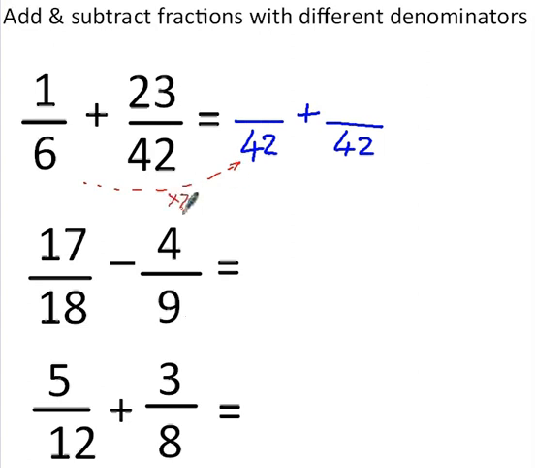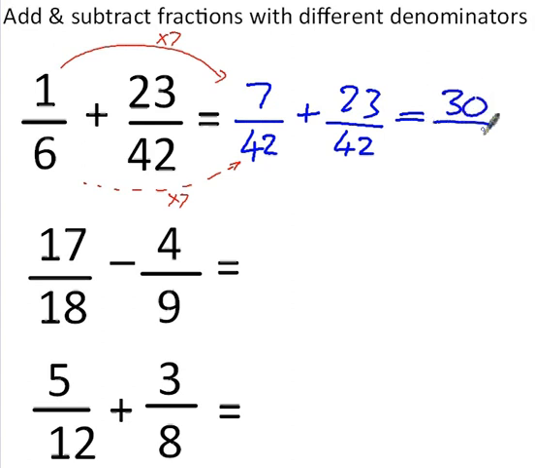What have I got to multiply 6 by to turn it into a 42? I've got to multiply it by 7, so I'm also going to multiply the numerator by 7, and that will give me 7. I've still got the 23 from the fraction that I was adding right at the beginning. 7 plus 23 I can do. Remember that when you're adding fractions that have the same denominator, you do not touch the denominator. That doesn't change. So our answer then is 30 over 42.